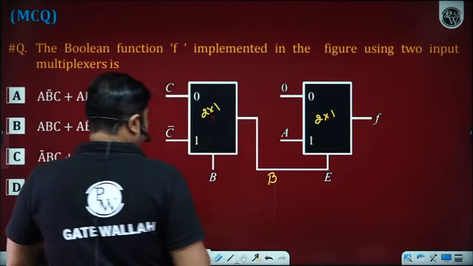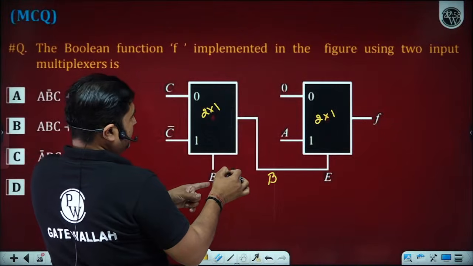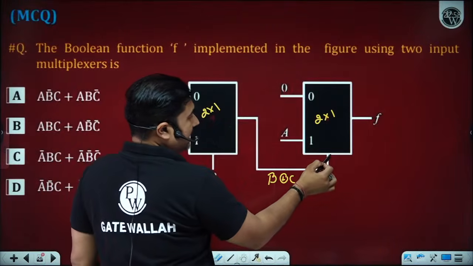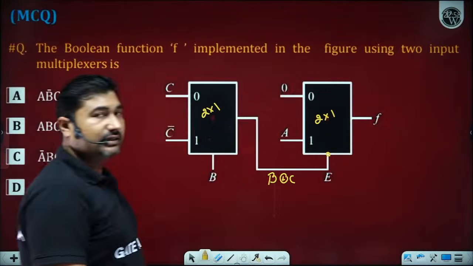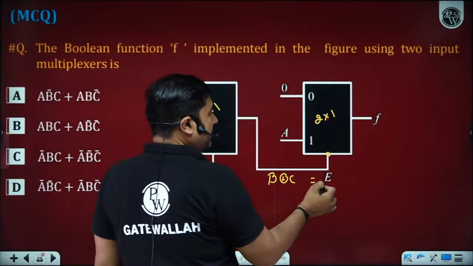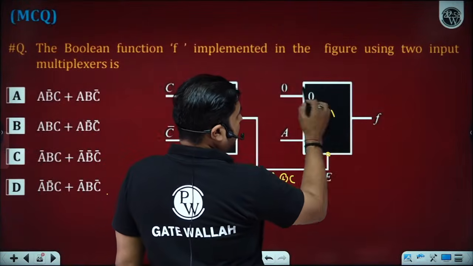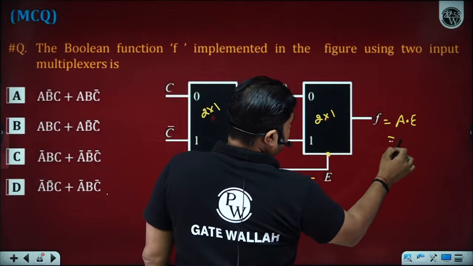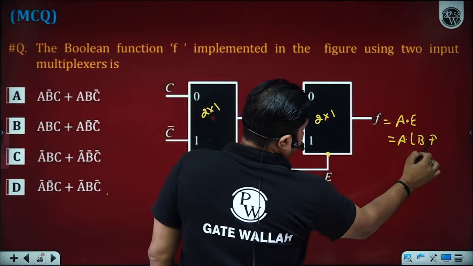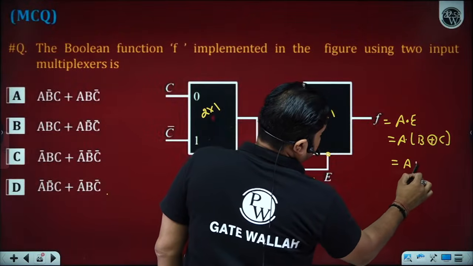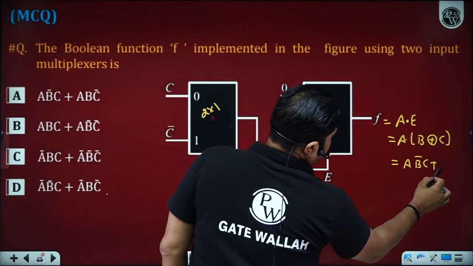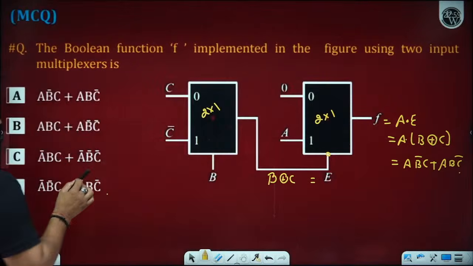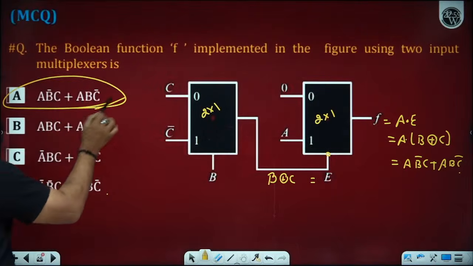So here we are getting B bar C bar, B XOR C, and at this select, this E is nothing but B XOR C only. So we will get E bar 0 AE. Actually we are getting AE, and E is nothing but B XOR C. So basically we are getting A B bar C plus A B C bar. So we are getting minterms 5 and 6.